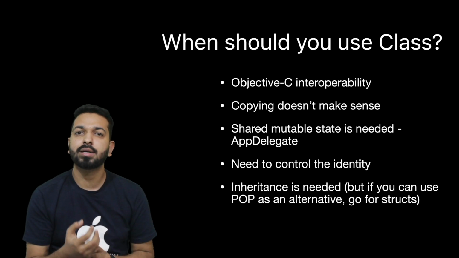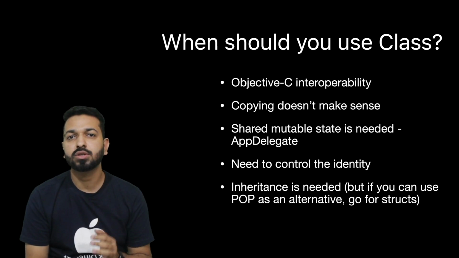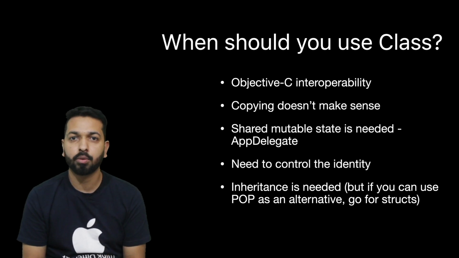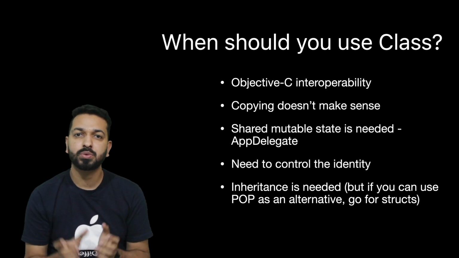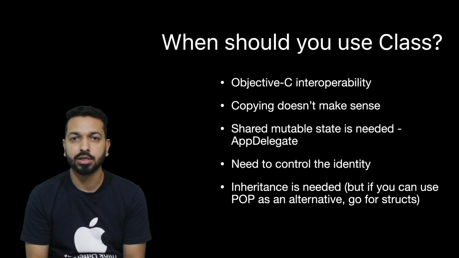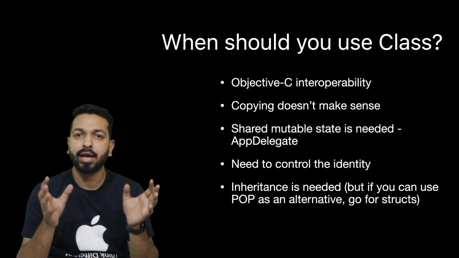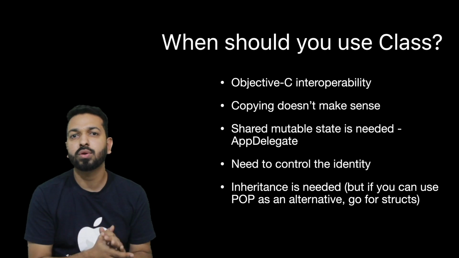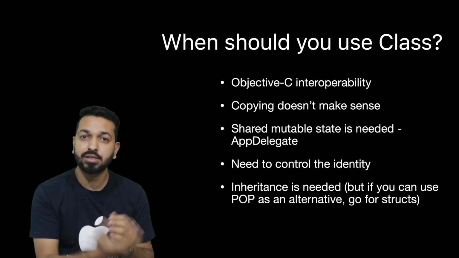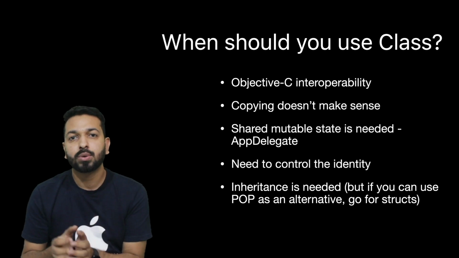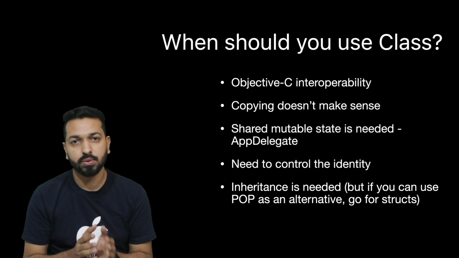The next point is controlling of the identity. As we just saw with the triple equal to operator, the identity operator, we can compare the references, we can compare the addresses of the memory locations. So when you need to control the identity of an object, when you need to compare the exact objects, when you need to go deep into the comparison, not just the values but the references too, so that is about controlling the identity, and in that case you will have to use classes.